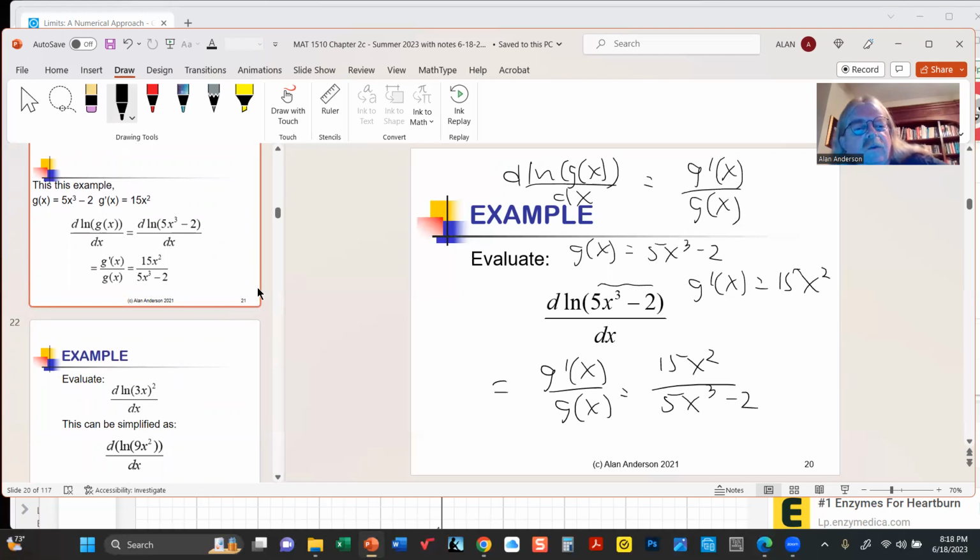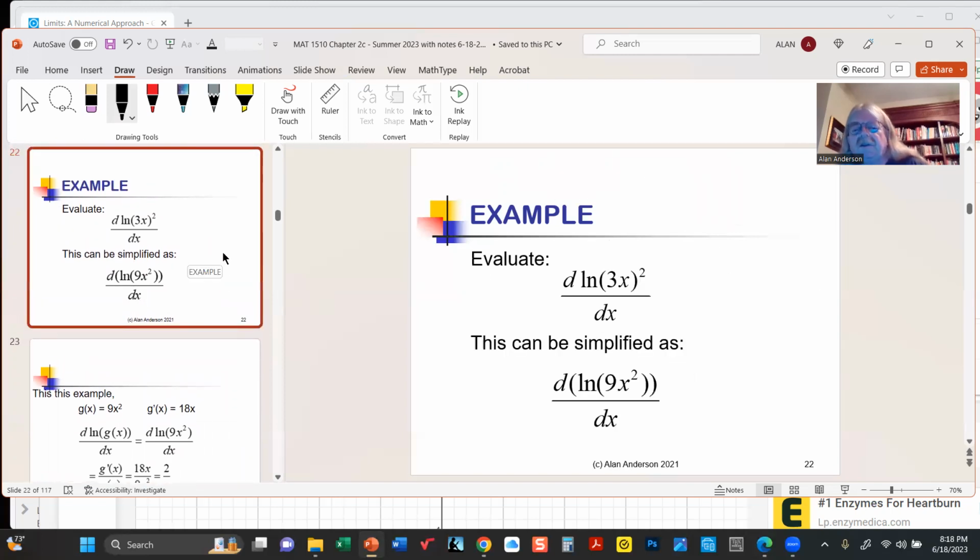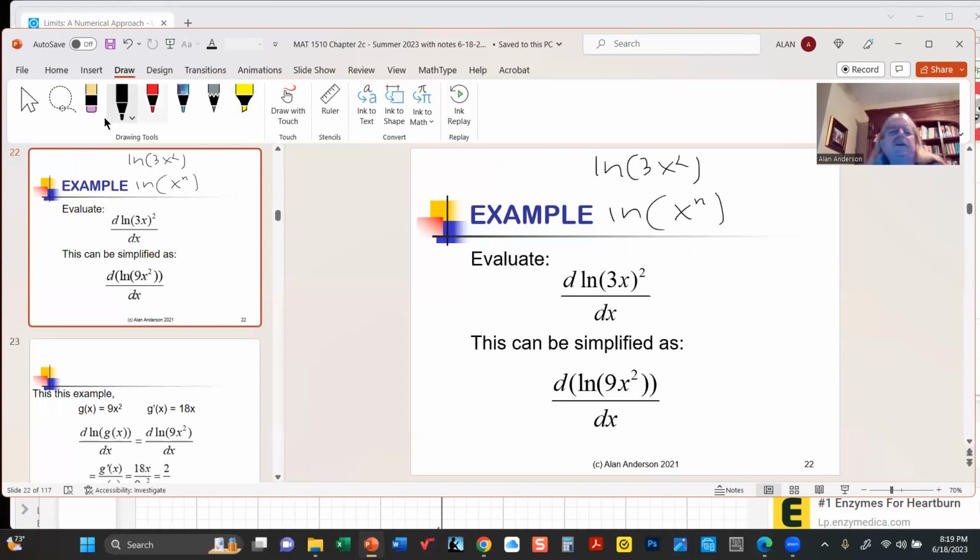All right. Okay. So one more. It looks like I've got one more example here. We're going to do the exact same thing. We're just going to set it up. We're going to use this rule. The only tricky part here is that the way it's written, log 3x squared, you might remember that the log of x to the n. Well, actually, no, I've written it badly here.